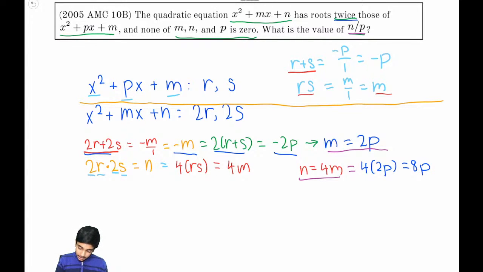So N will be 8P. So if N is 8P, then we have N over P equal to 8. And that's our answer. So hopefully that was clear.